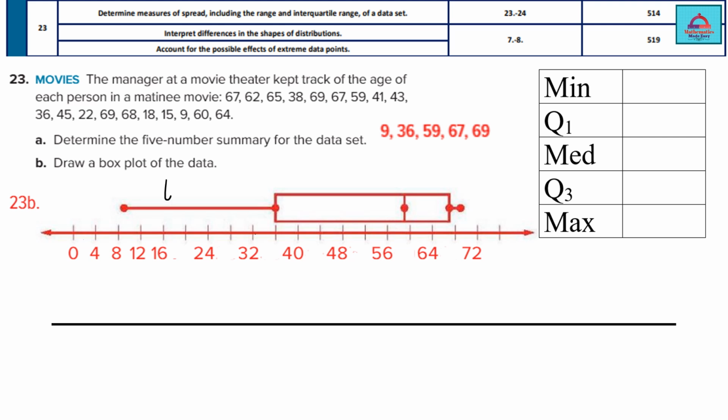Note that the left whisker is longer than the right whisker. The right whisker is very short, and this is the proper graph for the box plot.